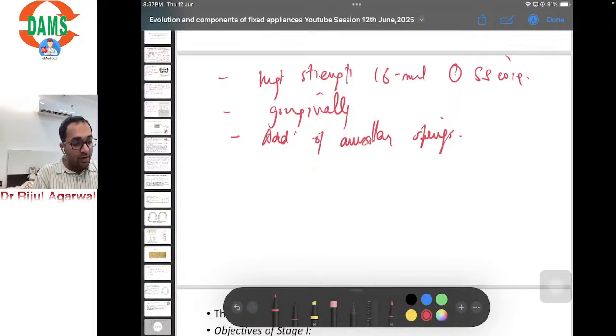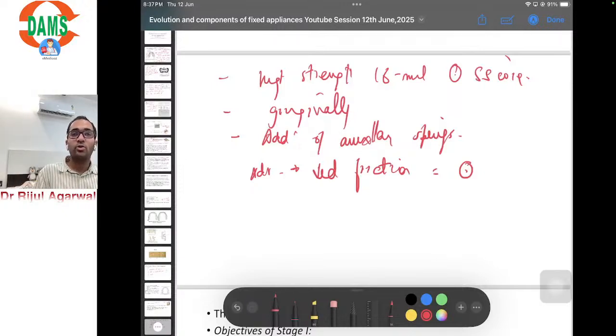So what were the advantages of Begg's philosophy? There was a decrease in friction. Why? Because of the circular wire. Remember how the wheel was invented. Circular wire has less surface contact, so less friction between the bracket and the arch wire. Less binding between the arch wire and the bracket slot means fewer forces are required to move the teeth, and less anchorage preparation is needed to overcome those undesirable forces.